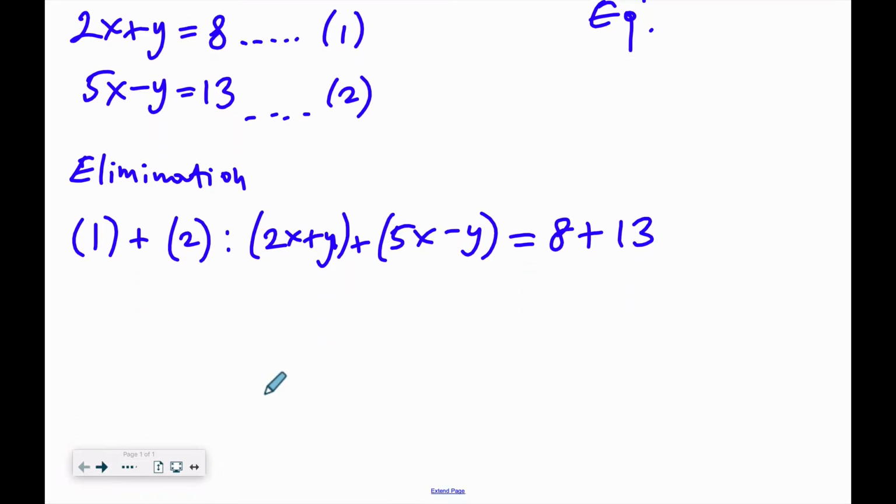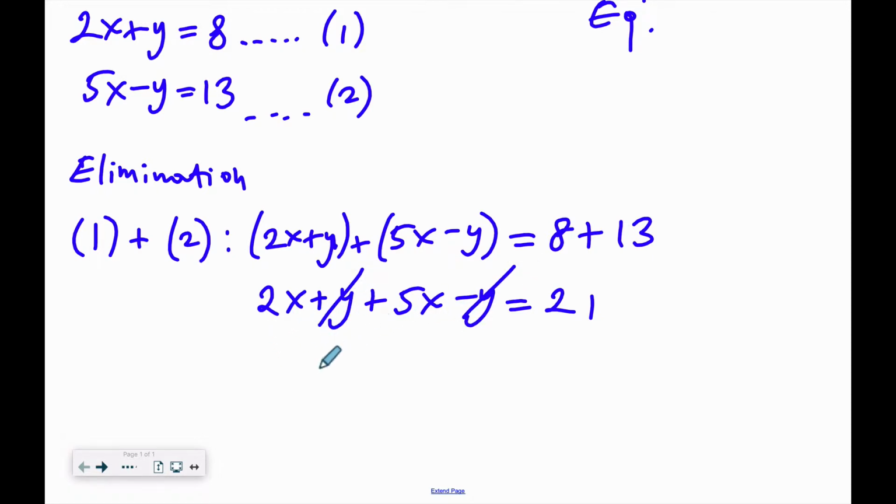The one thing to keep in mind is that it's always good practice to put this inside the brackets. We will see later why that is the case, but for now let's keep it inside the brackets. Now let's expand it. Minus y is equal to, what's 8 plus 13? It's 21. Now this plus y and minus y can be cancelled out. 2x plus 5x will be 7x is equal to 21.